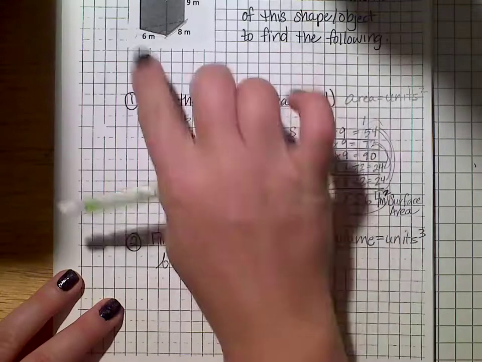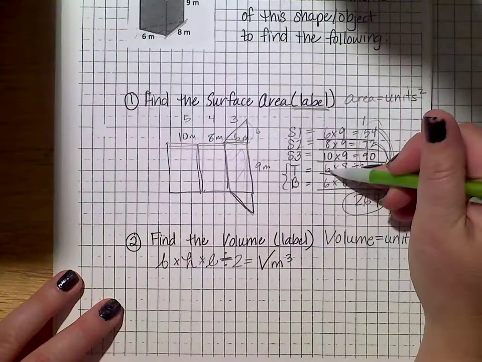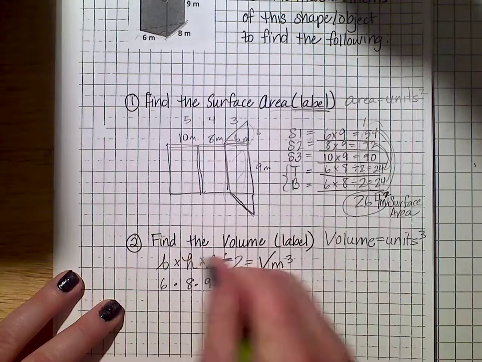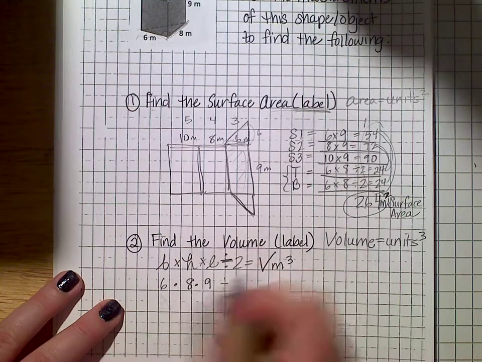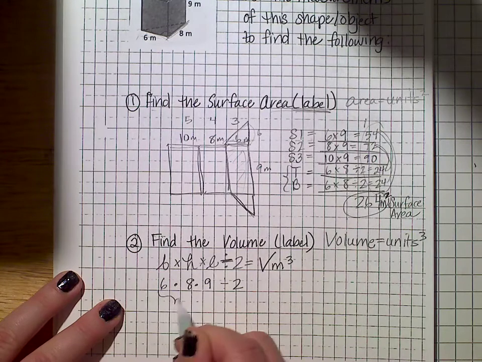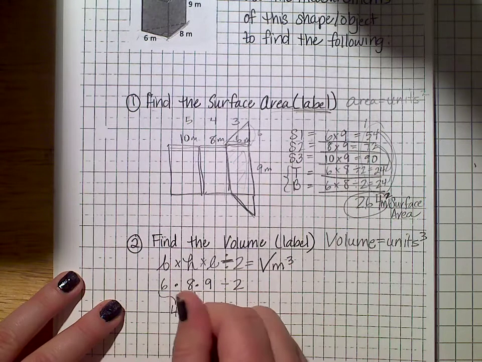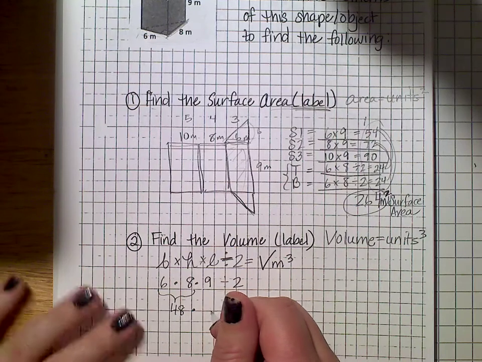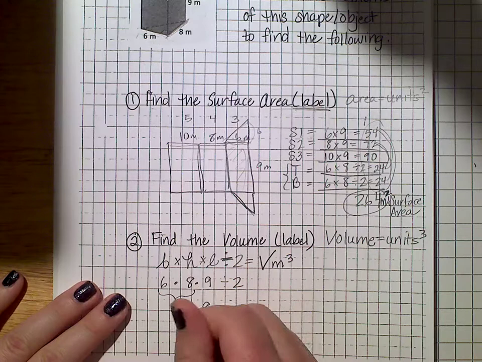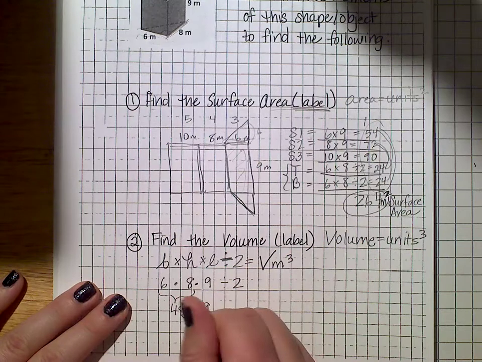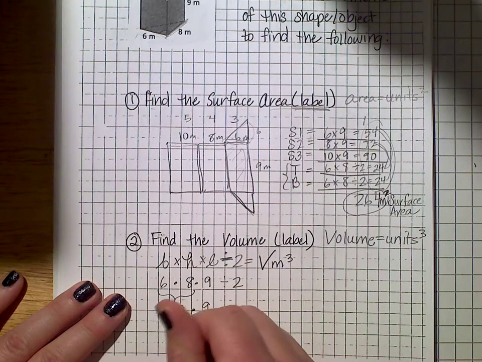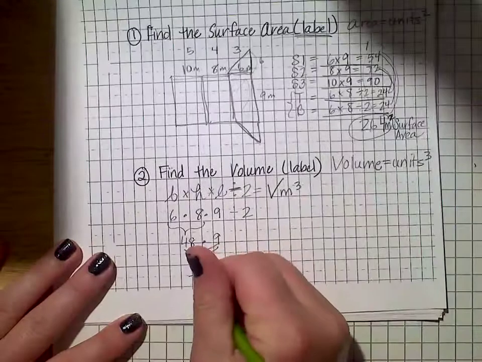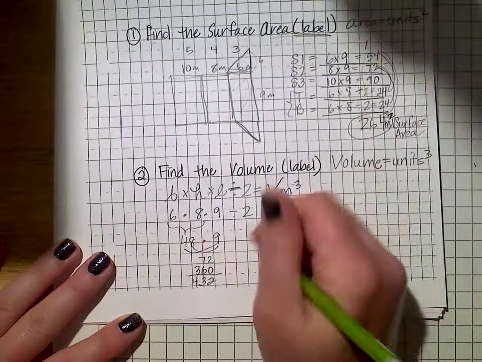So, our base, we're going to use the same one. Our base was 6, our height was 8, and our length was 9. And we're going to divide that by 2. So 6 times 8 is 48. Sorry, times 9. 8 times 9 is 72. And 9 times 40 is 360. And that gets us to 432 divided by 2.